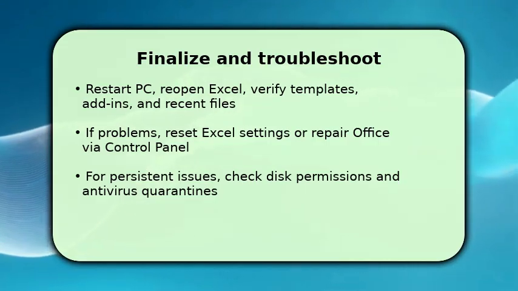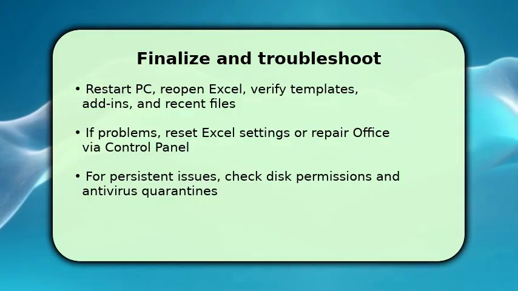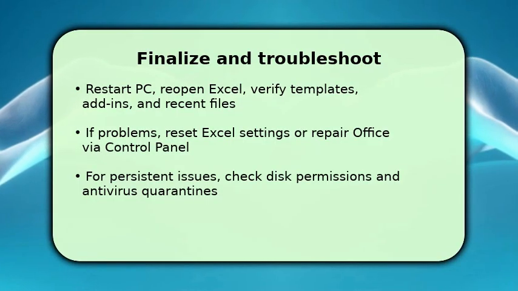One key troubleshooting tip: if files keep reappearing or Excel behaves oddly, check disk permissions and your antivirus or OneDrive sync quarantines. Those can recreate cache files or block deletions, so adjust settings.